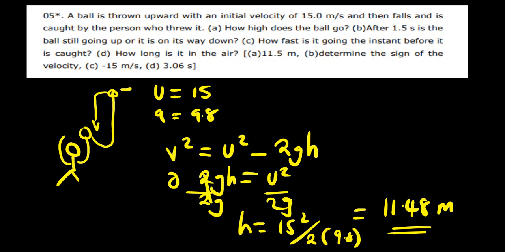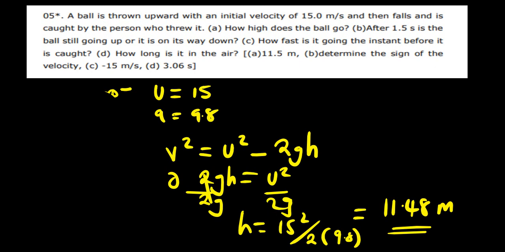Then b is after 1.5 seconds. After 1.5 seconds, is the ball still going up, or is it on its way down? Let's find out. So what do we do? Let's find the velocity at t equals 1.5 seconds, the one that they've given us.